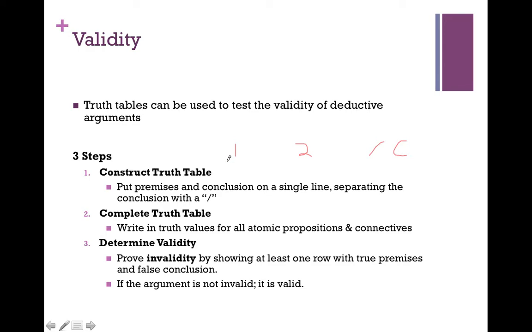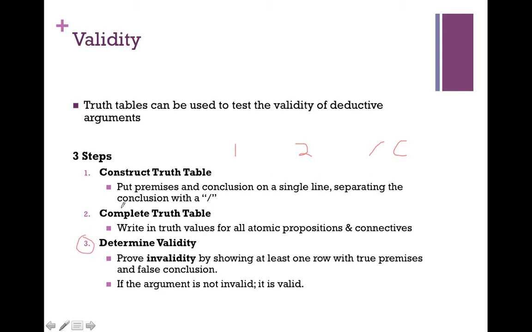We'll fill in the truth values for all the atomic propositions in premise 1. We'll fill in the truth value for the connective, and then we'll fill in the truth value for premise 2, fill in if there are any connectives, and then we'll fill in the truth values for the conclusion as well. And then once we have done that, we move on to step 3.